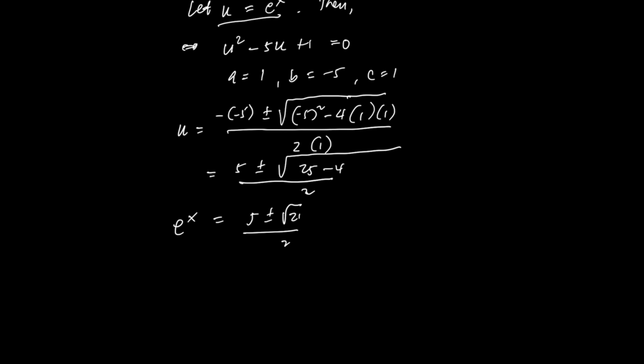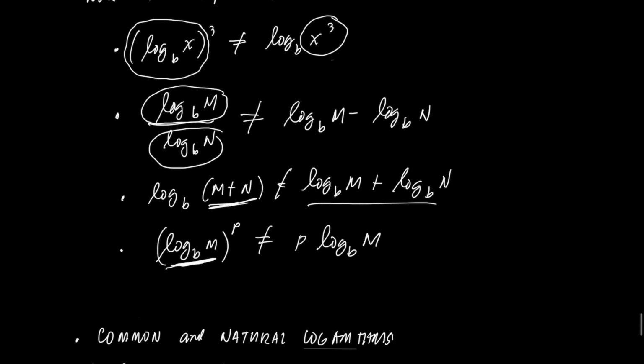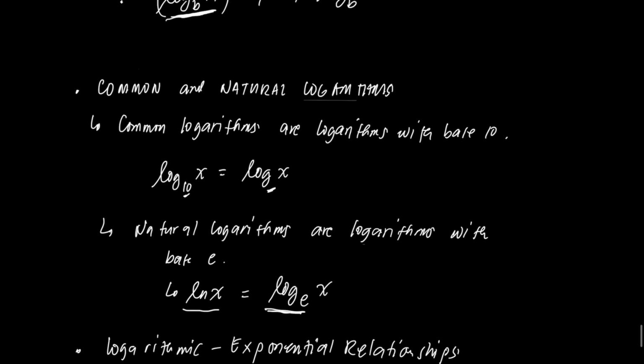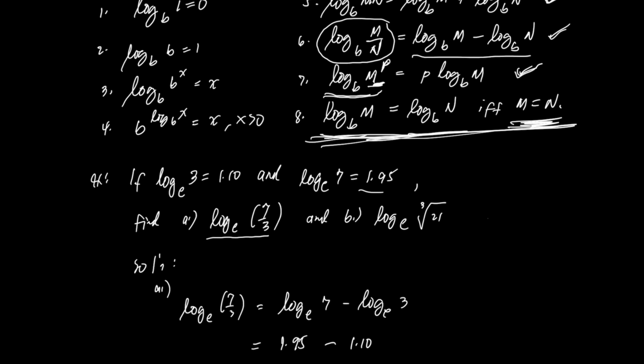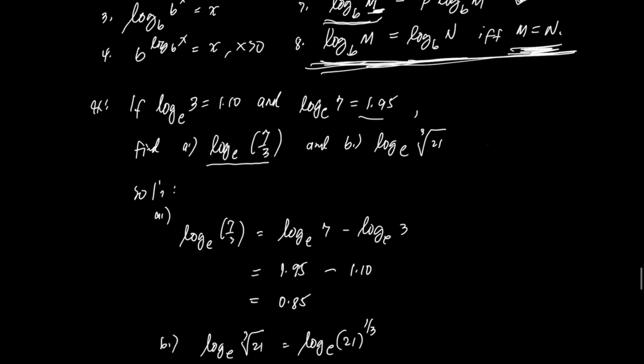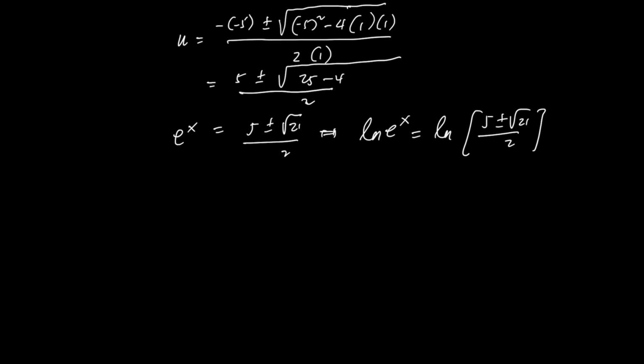Now, how to find x there? How to solve x? We can apply this one. This is equivalent to ln e to the x equals ln of (5 plus minus square root of 21) over 2. Again, that's rule number 8. Where is rule number 8? This one. If m is equal to n, then log of m is equal to log of n. So here we just applied the natural logarithm since we are involving e on our equation.